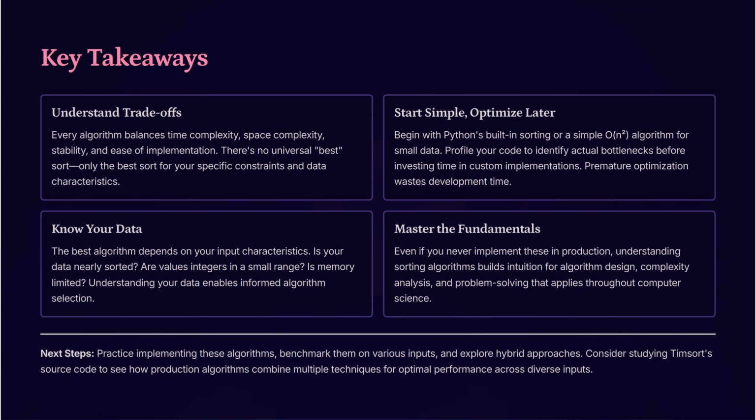Balancing time and space complexity, stability, and implementation ease is crucial. Start with Python's built-in sorting or simple O(n²) algorithms for small datasets. Profile to find bottlenecks before optimizing. Understand your data's characteristics to choose the best algorithm. Mastering sorting algorithms enhances your problem-solving skills in computer science.